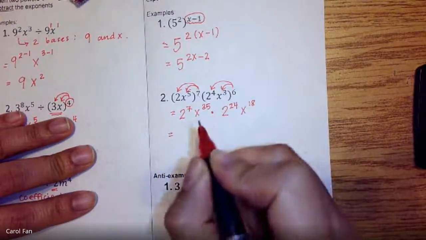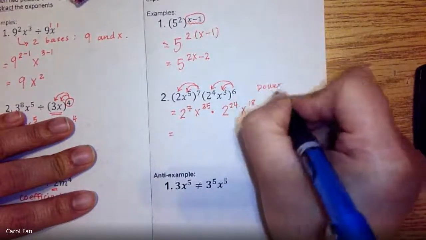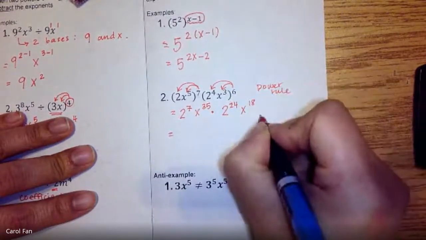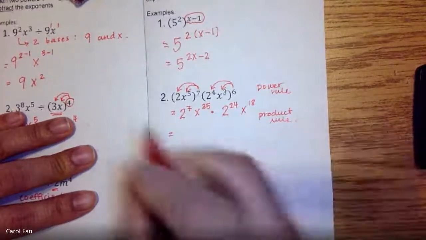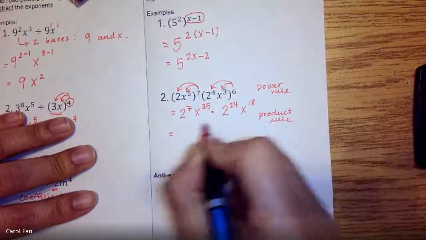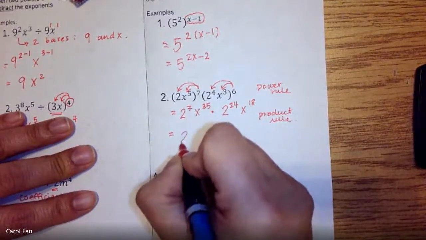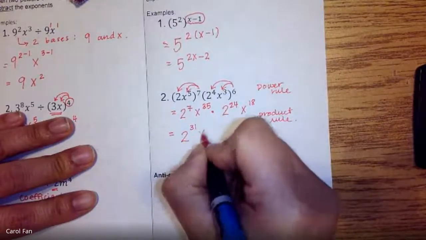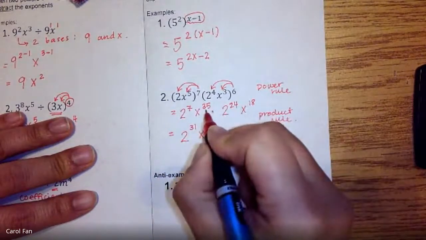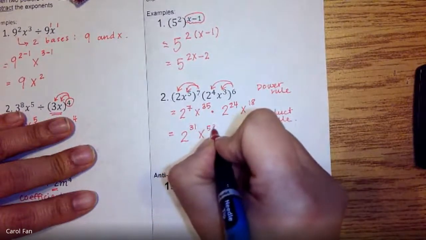Let's use our product rule now. So first we used power rule. Now we're going to use our product rule. And the product rule says if I'm multiplying with the same bases, then I can add my exponents. 7 plus 24, that's 31. x to the power of 35 times 18, that gives us 53.